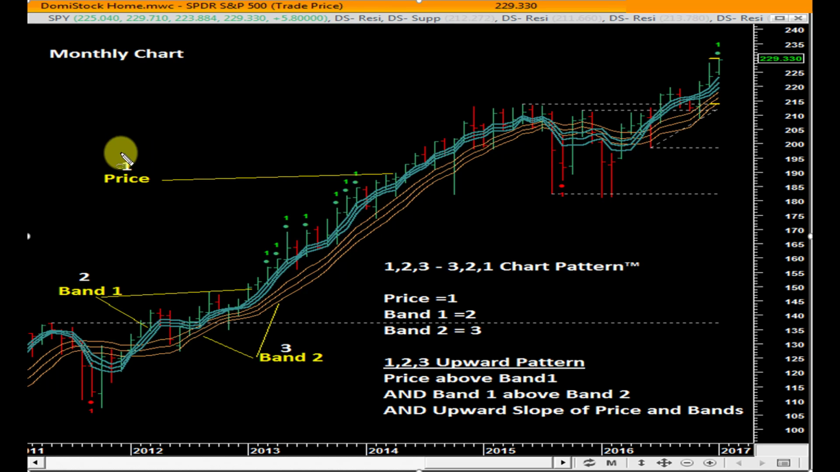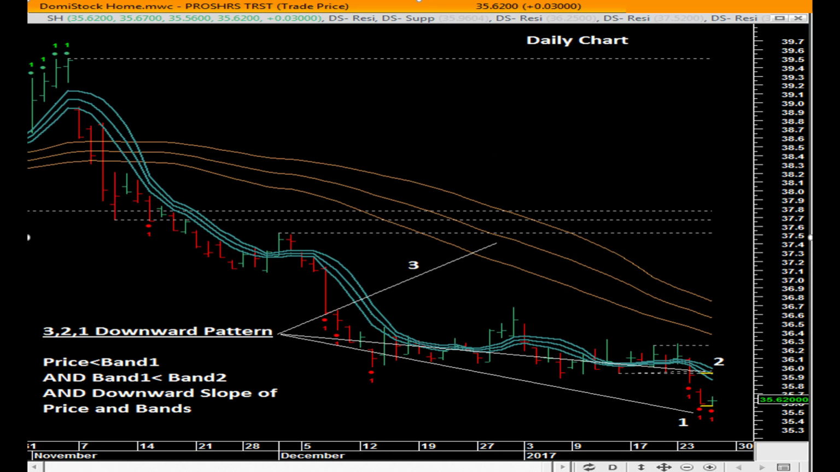The 1-2-3 pattern is even more bullish when the security's price and both bands are in an upward slope. When this is the case, it is called the 1-2-3 up pattern. In the exact opposite way, when a 3-2-1 pattern is formed and the security's price and both bands are in a downward slope, we call it a 3-2-1 down pattern.